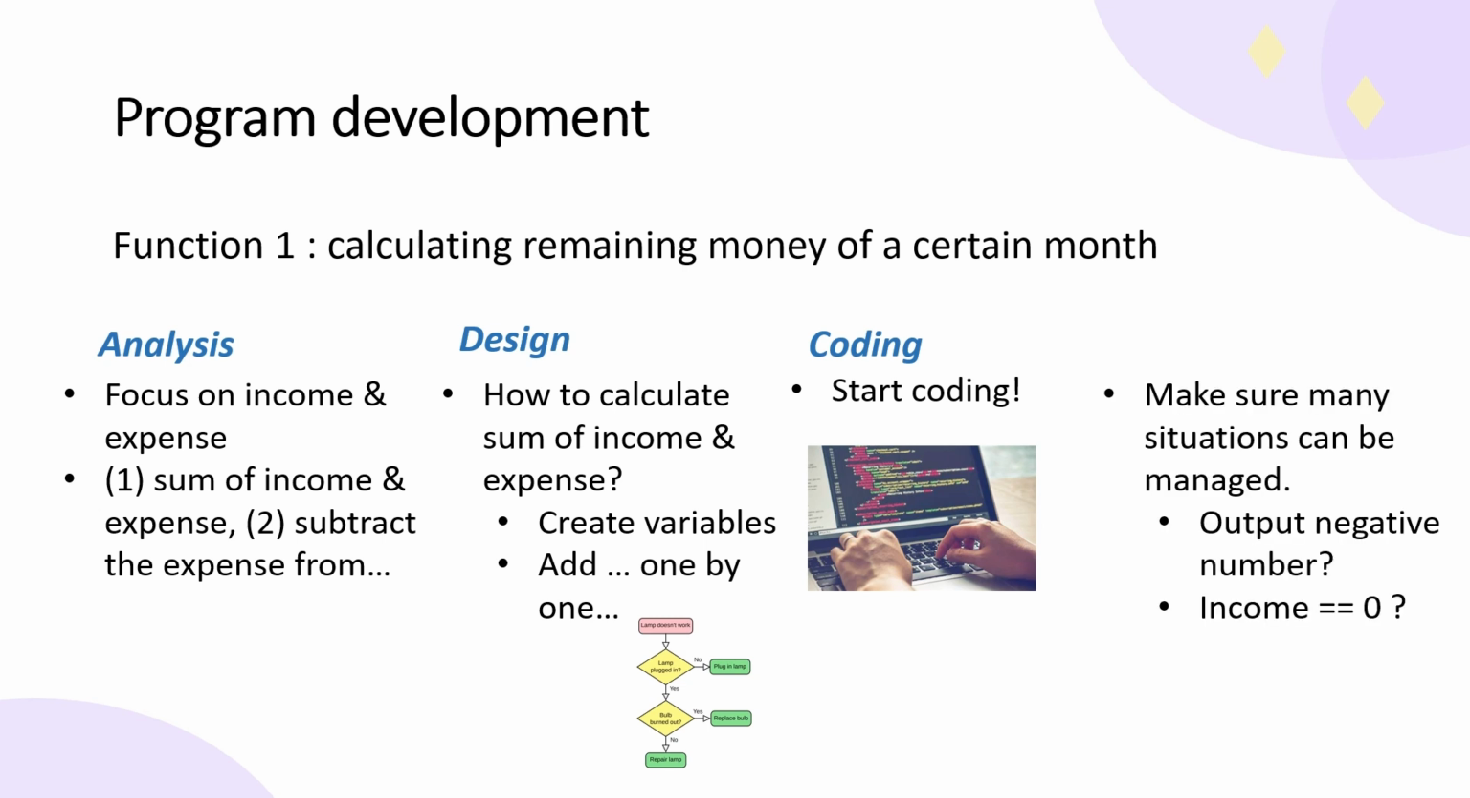After coding, to ensure many situations can be managed by the program, you should run the program with different sets of test data. For example, will the remaining money be a negative number? Or what will the program output if the income equals 0? These are the stages you will go through when developing a program, and I will get into more details of each stage in 5 videos. In this video, the first video, I will introduce 2 important concepts in the analysis stage. If you're ready, let's start.